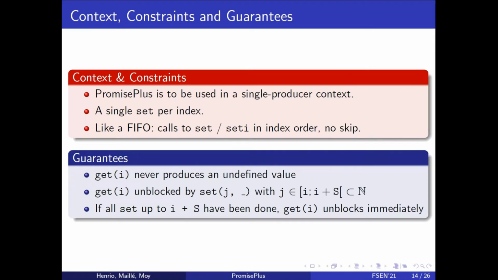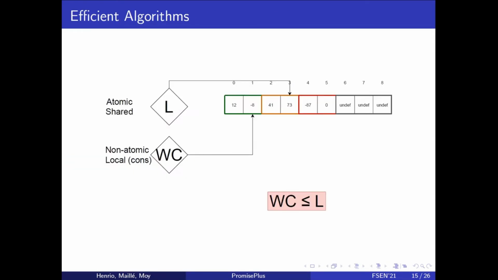And now let's talk about efficiency. So the main efficiency in Promise Plus comes from the fact that we have our step that allows us to have chunks of a different size. But that's not all. We also have efficient algorithms for get and set. So I talked about L, this value that indicates which call to get will unblock. It is an atomic value. It is shared between producer and consumers.